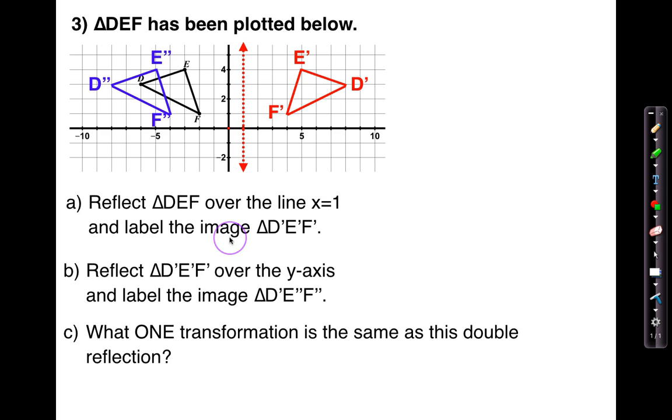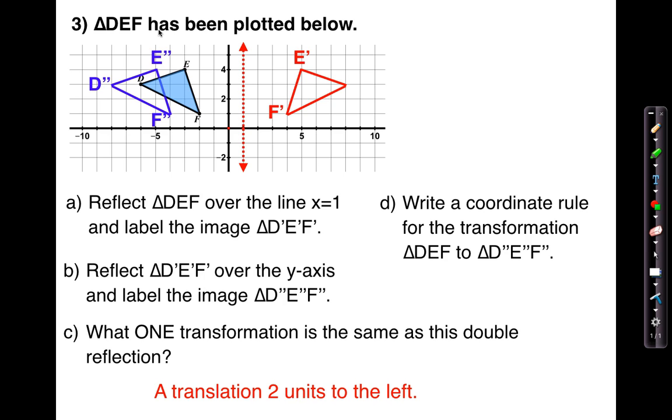So the next question is, what one transformation is the same as this double reflection? So forgetting about this right here, how could I get this original DEF to D double prime, E double prime, F double prime? Well, it looks like it's just a translation. It seems like it's being moved over 2 to the left. So notice 1, 2, and voila. Basically, this is also a translation 2 units to the left. So notice there might be more than one way to describe it. It could be described as 2 transformations, or it might be able to be summed up in just 1 transformation. So now the last question says, write a coordinate rule for the transformation triangle DEF to triangle D double prime, E double prime, F double prime.